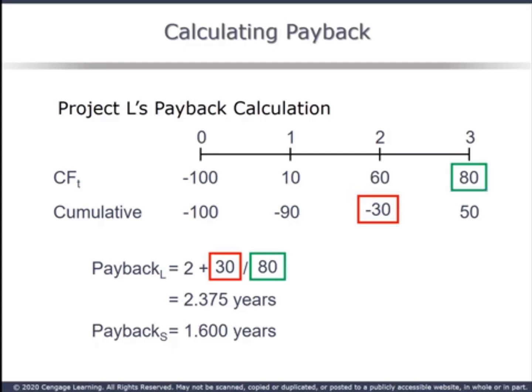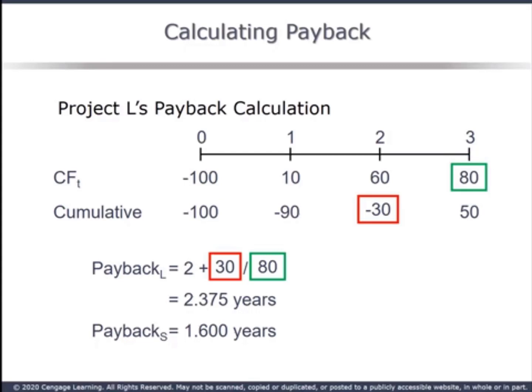A fundamental assumption in finance is that cash flows occur at the end of each period. But in this case, we assume they are evenly spread throughout the year. So we want to know how far past year 2 toward year 3 we have to go to exactly pay back our initial investment. The logic in this example is that at the end of year 2, you were still short $30. But by the end of year 3, we earned another $80. So how far into the year did we have to go to cover the $30?